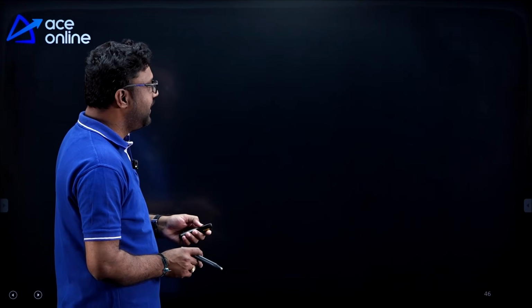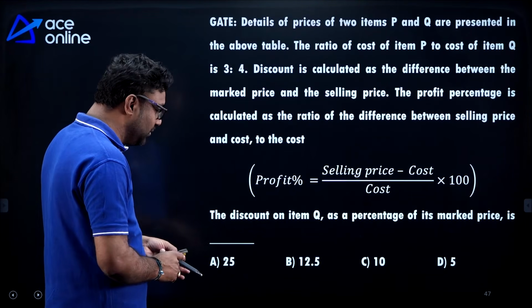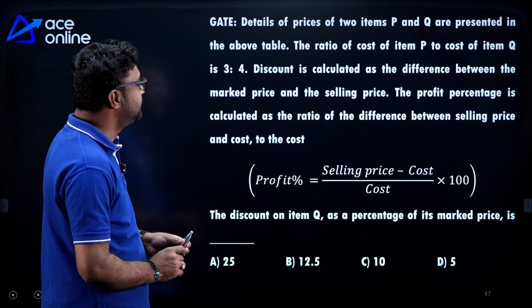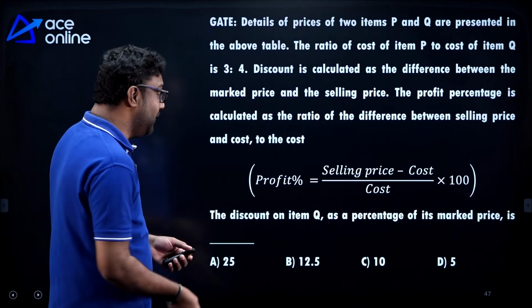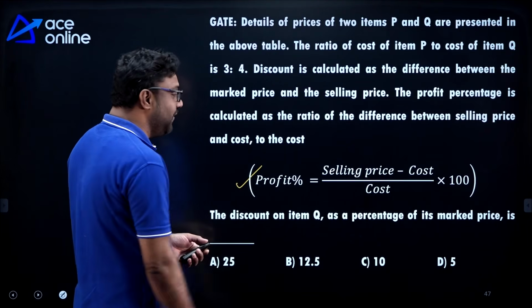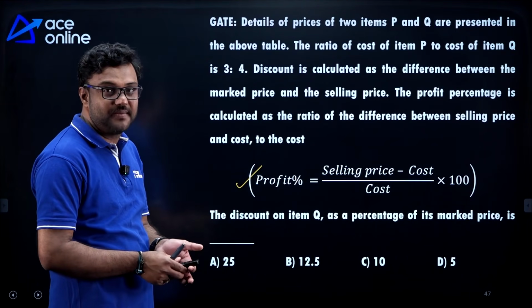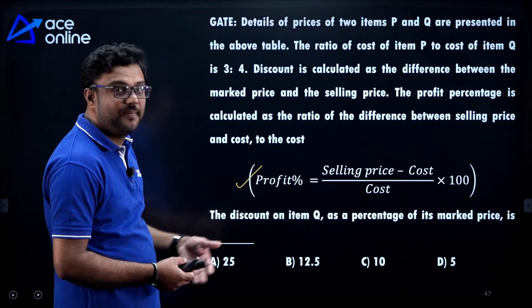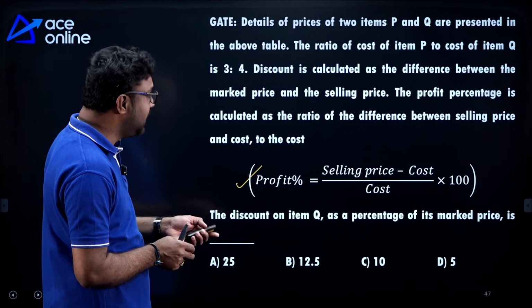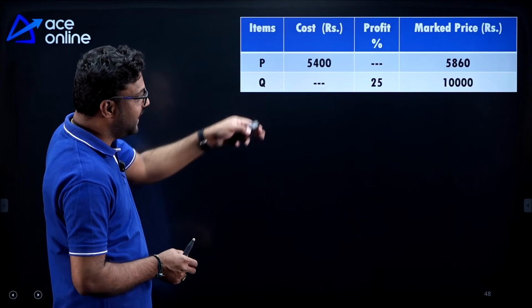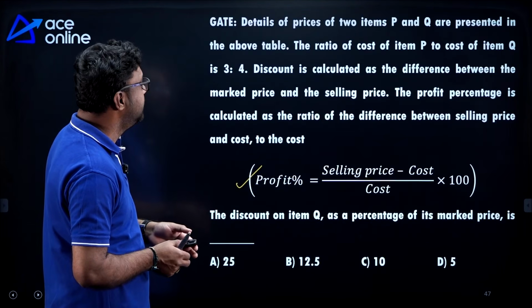Now let's see this question. You just go through the entire details given. Yeah, profit percent, they gave a formula. We know it's profit divided by CP. Profit is SP minus CP. Fine. And there is one more data here, dear. For the same question, this table is also there.